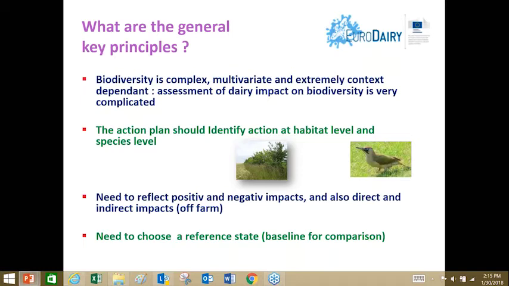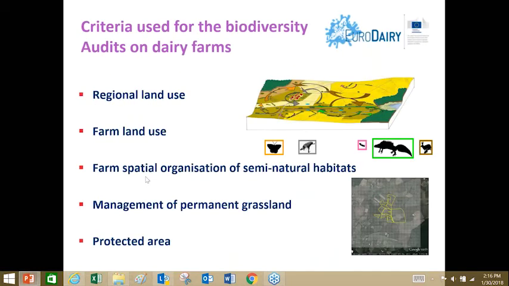And the last principle is also that you need to choose a reference state, what I call a baseline for comparison, because for biodiversity, you can't assess a dairy farm only on its own. It has to be included and compared within the region, otherwise it doesn't make sense either. So that was for the principles.